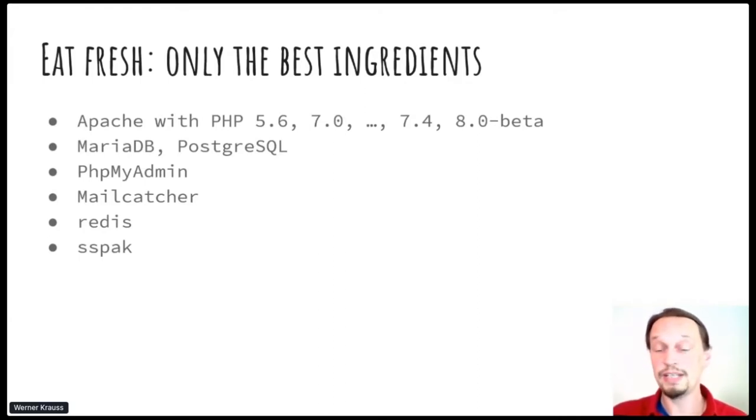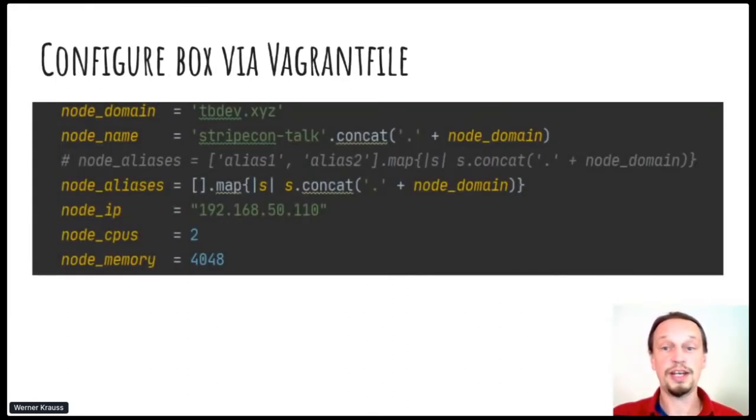It comes with phpMyAdmin as a Swiss Army knife for manipulating the database on the fly. It has a mail catcher included, which comes in very handy when you're working with sending emails. Of course, it won't work when you set up SMTP. But if you don't set up anything special on your development environment, you can check the emails that get sent by your application. It also has Redis, and even SSPak for importing and exporting your whole Silverstripe data, the assets and the database. You can configure it very easily with a so-called Vagrantfile.